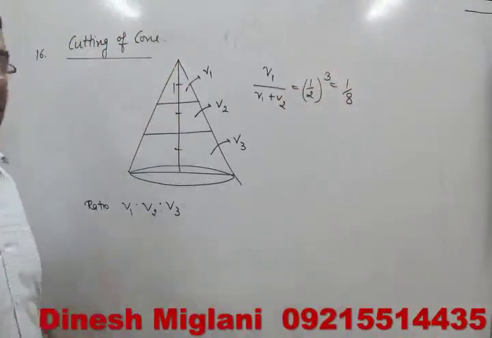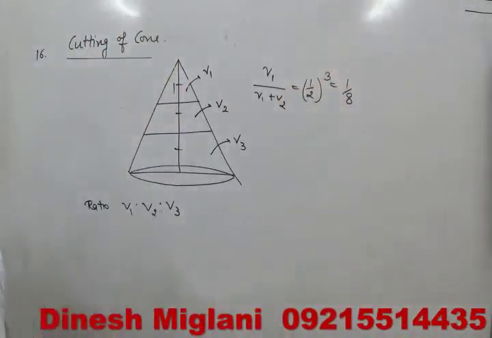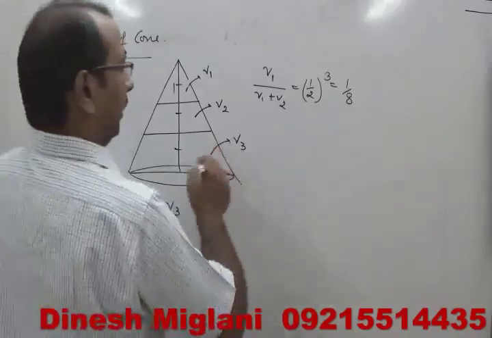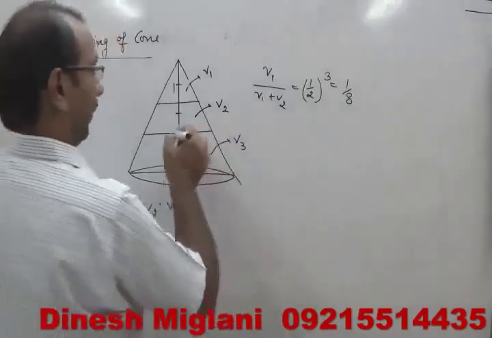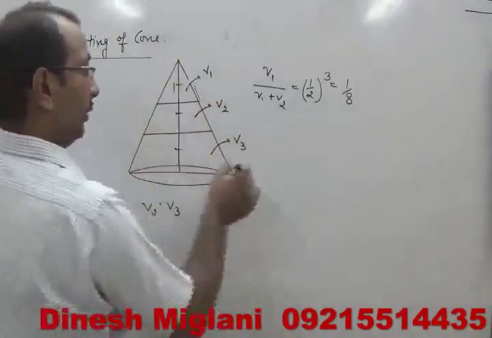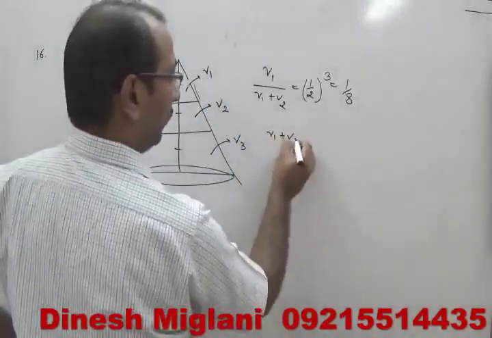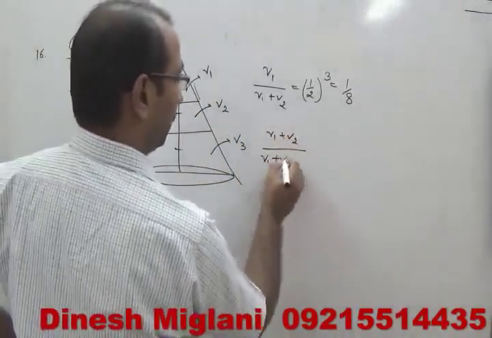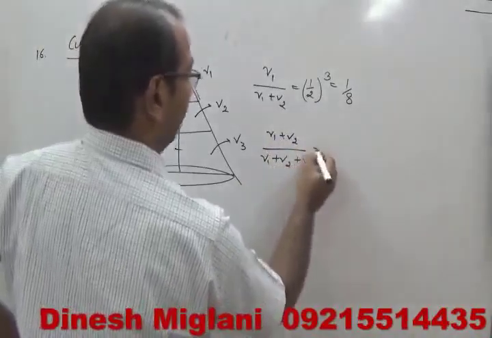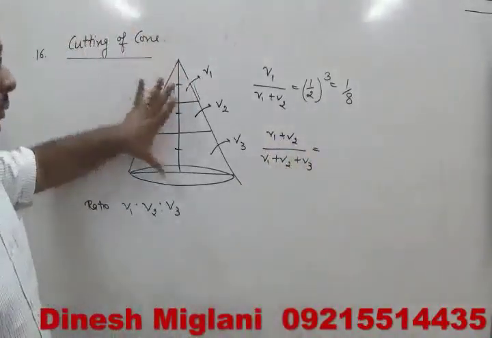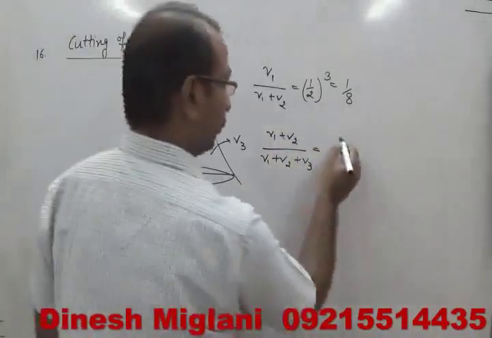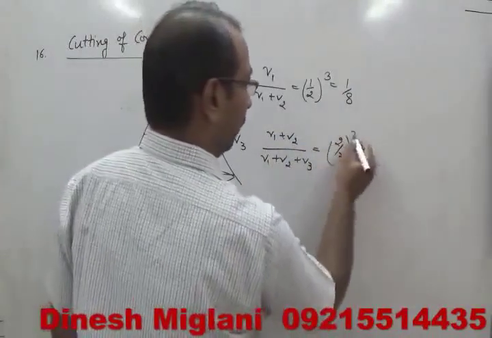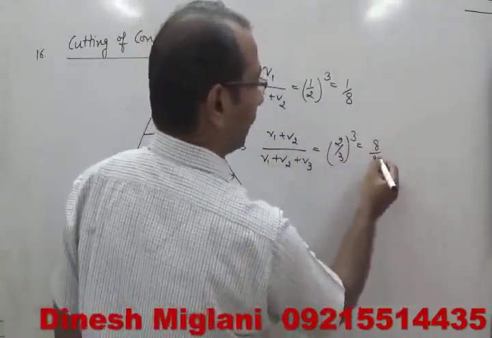If it is a simple triangle and you have to take the ratio of the area, you have to make a square. So here I can say (1/2) cube. We are getting it as 1/8. Similarly, if I want to take that portion with the total, I may say (V1 plus V2) by (V1 plus V2 plus V3). Let us say this is 2 and total is 3. So I may say this is (2/3) cube, or you may say 8/27.